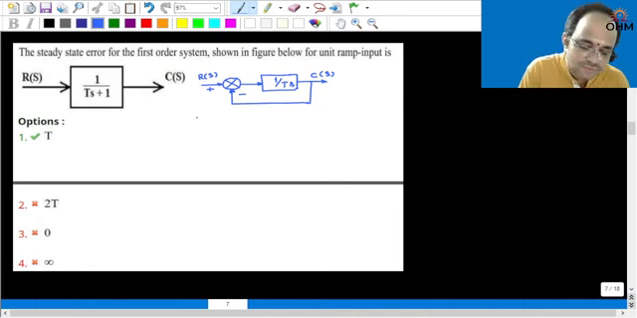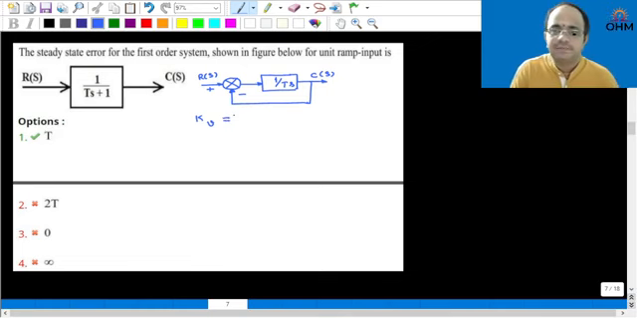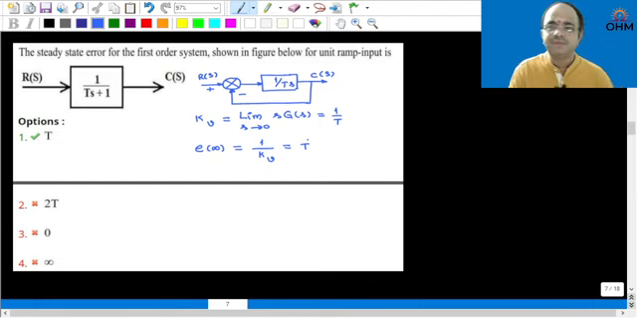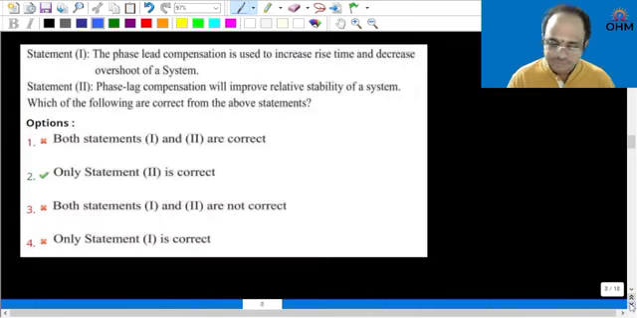Now, in this case, what will be kV? Because we want steady state error by taking unit ramp function, kV is equal to limit S tends to 0, S multiplied with G of S. So, this will give you 1 by T. Therefore, the steady state error with respect to this ramp function will be 1 by kV, and this is equal to simply capital T. So, option 1 is the correct answer for this.